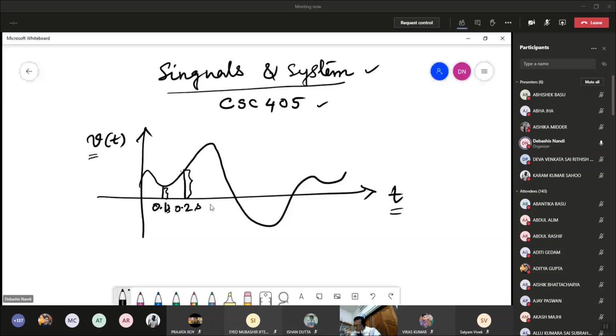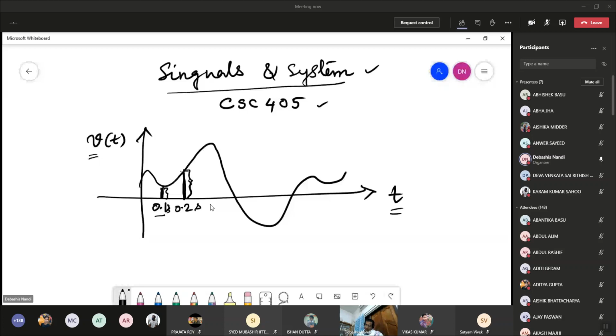So here at 0.1 second, this height is the value or amplitude of the voltage signal, and here at this time instant, this much is the amplitude of the voltage signal. So at each and every instant of time, you can say what is the value of the signal or wave. Okay.